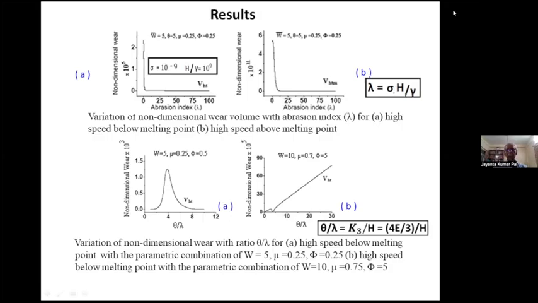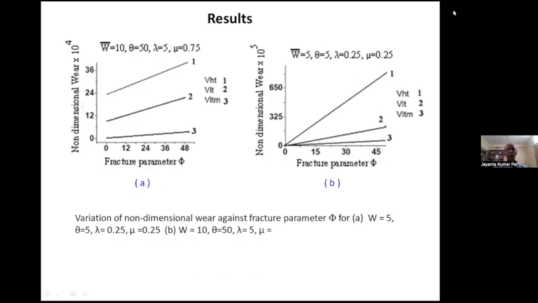Then we go to the next plot. This is a plot of non-dimensional wear against fracture parameter. Now there are three plots for two sets of parameters. First curve is for high fatigue and abrasion and low adhesion, and the second plot is for high adhesion and low fatigue and abrasion.